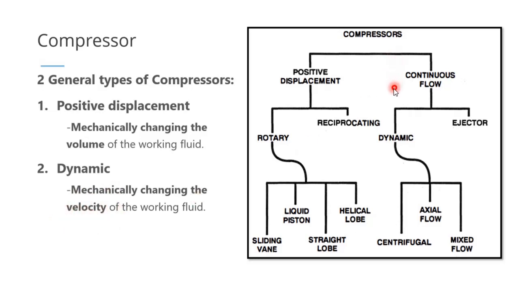So, these are the subtypes. So, under positive displacement, we have rotary and reciprocating. So, itong reciprocating, ito yung piston cylinder. So, for rotary, we have sliding vane, liquid piston, straight lobe, and helical lobe. For the second type, continuous flow, di natin pag-uusapan 'tong ejector. So, proceed tayo sa dynamic.